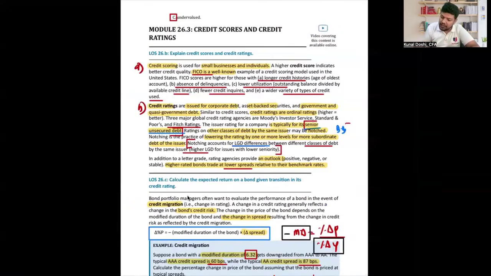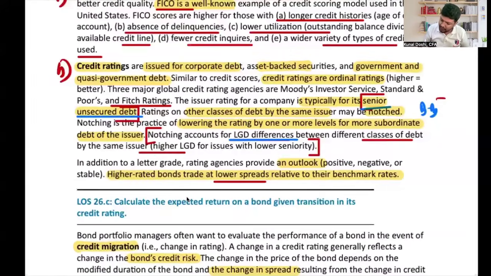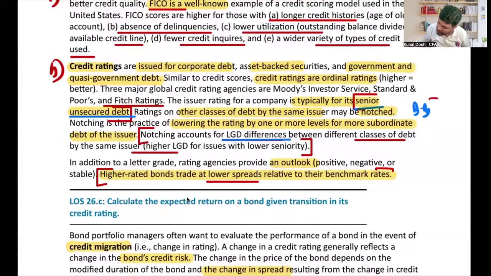Credit scoring is for small business and individuals in US. There is a FICO score. Credit rating is for the bonds issued by the companies, right? Mostly we go for the S&P 500 rating, and we know higher rated bonds have lower spreads. Clear? Okay, no difficulty in this.